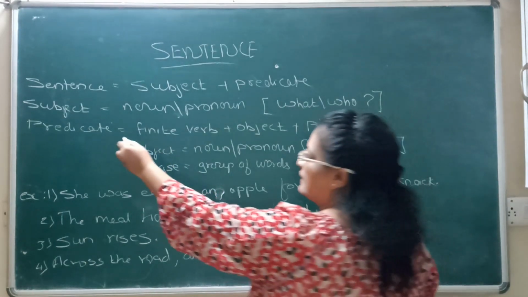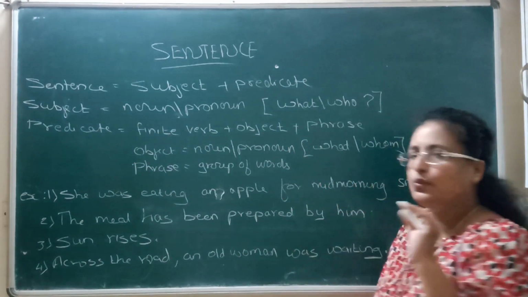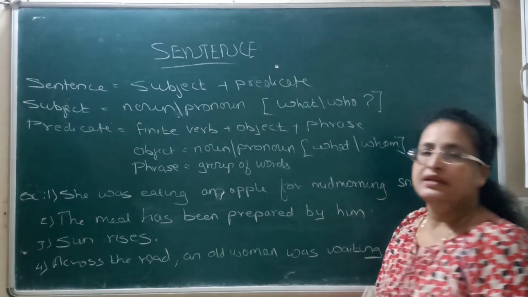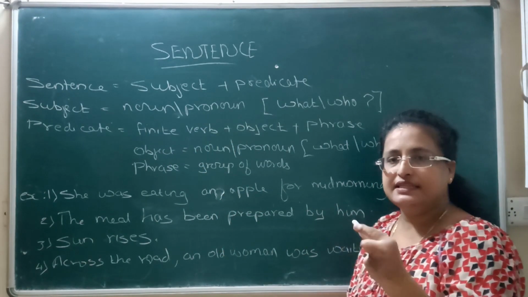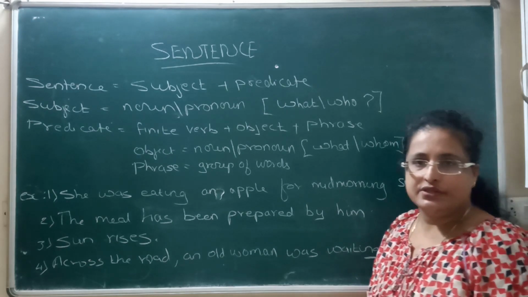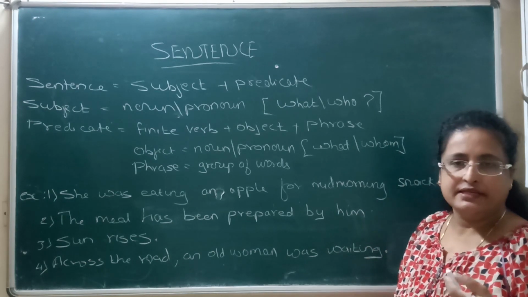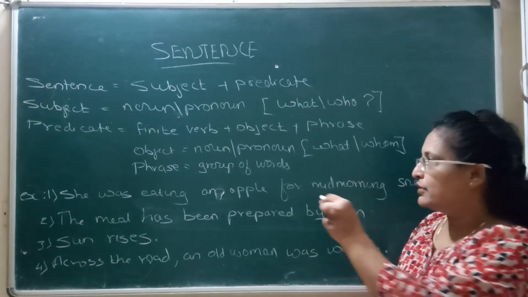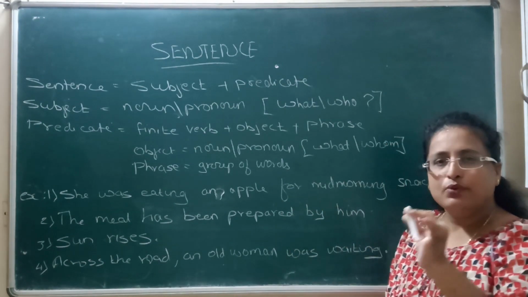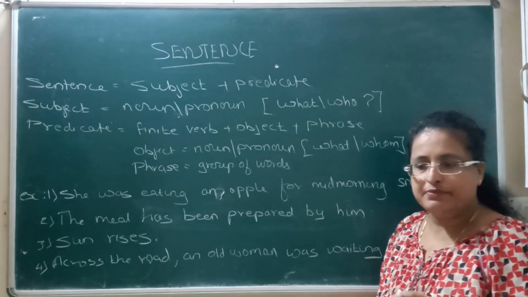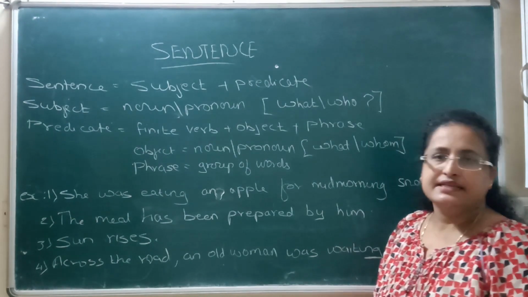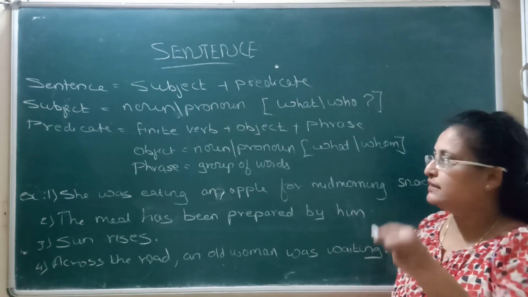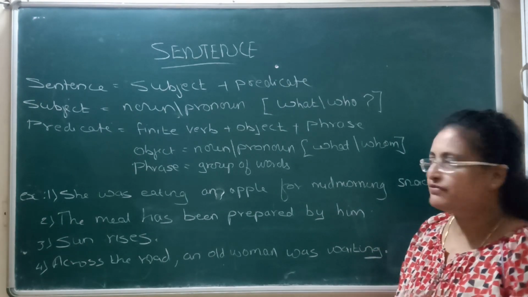Now, predicate always begins with a finite verb. This finite verb I have dealt with in a separate video lecture on verb forms, finite part 1 and part 2. You can go through that video to know more about it. Predicate always begins with a finite verb. It can be an action verb or it can be a primary auxiliary verb. But always remember, predicate always begins with a finite verb.